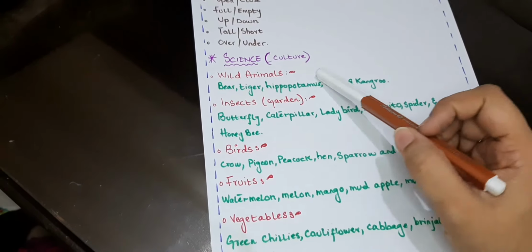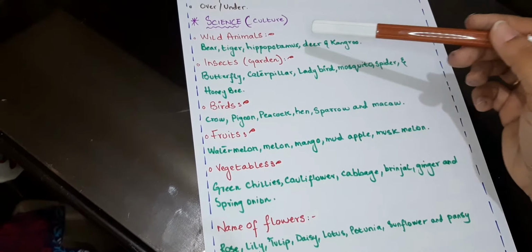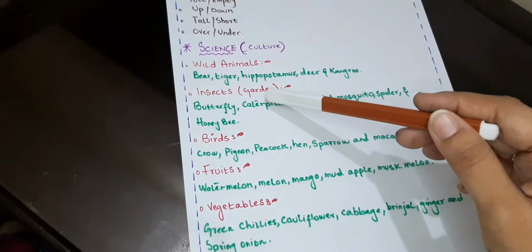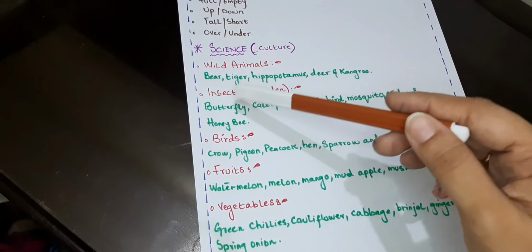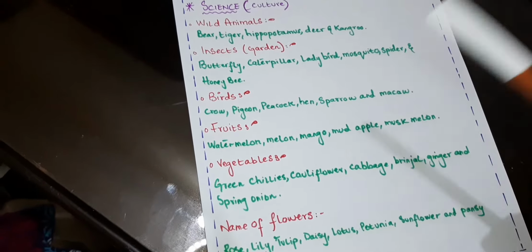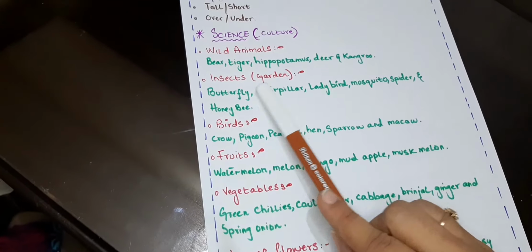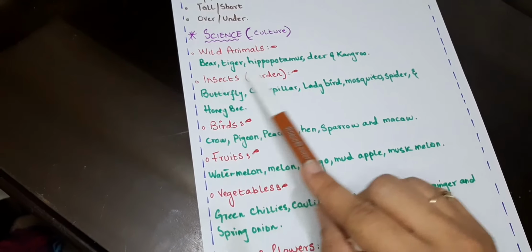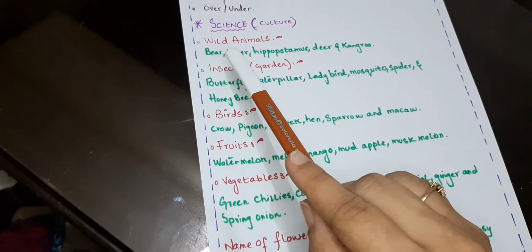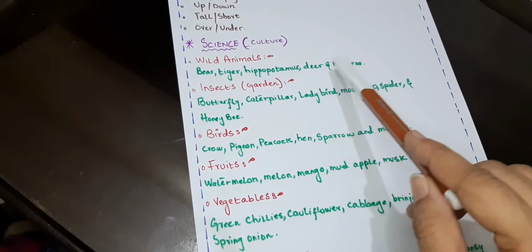In science, I've already told you that there are categories for wild animals. Insects was not there, so insect is a new topic. So wild animals and insects and birds, fruits, vegetables, and names of flowers. In the first term, all the farm animals have already been given, so we are putting insects over here as a category. For wild animals, for the final term, it is bear, tiger, hippopotamus, deer, kangaroo.